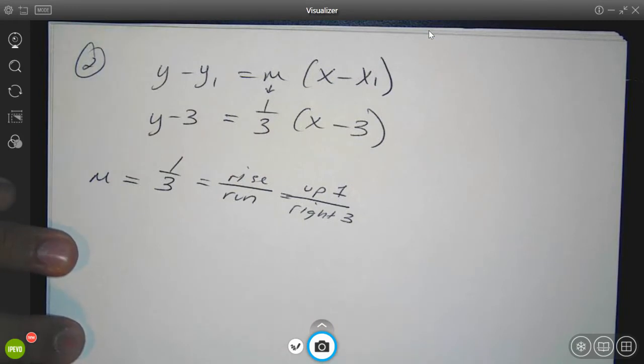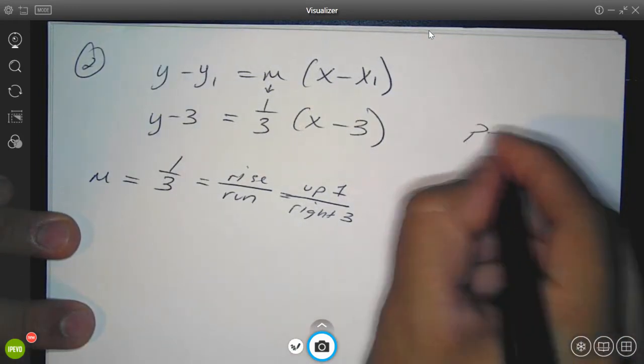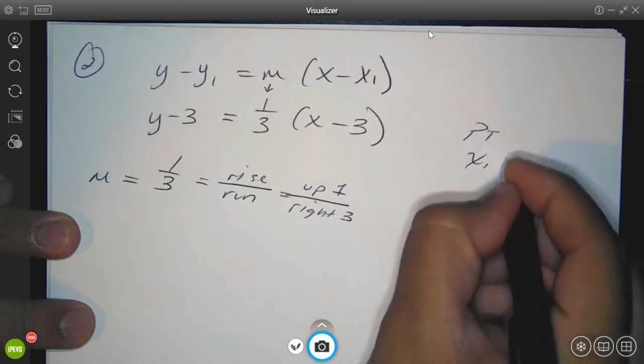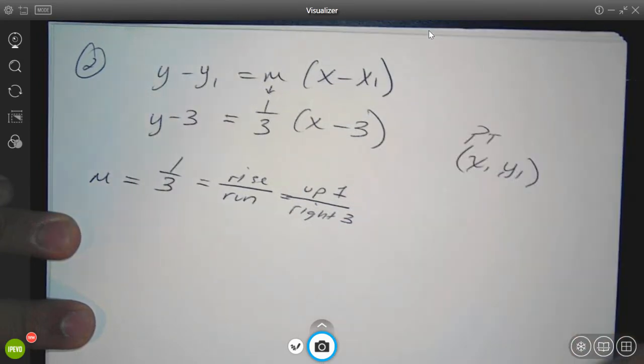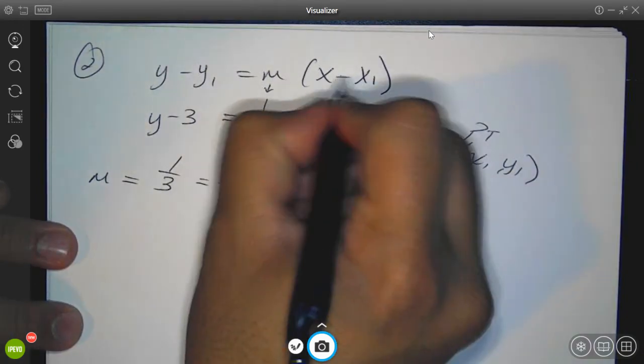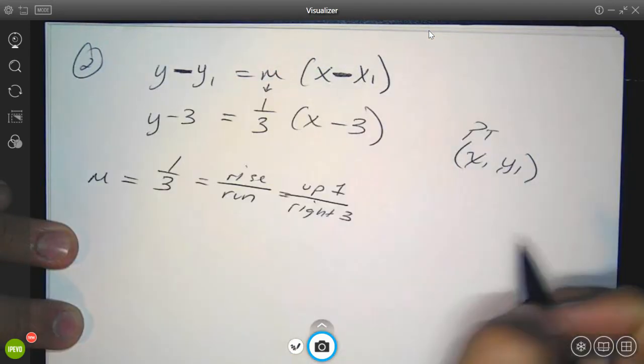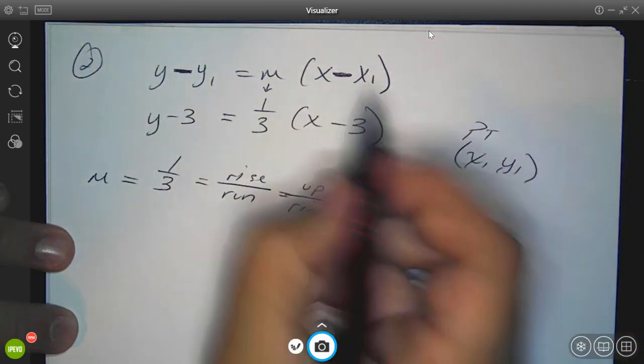Now we're going to go to our point portion, right? So again, our point, we're looking at the point x1, y1. Now again, I can't stress it enough. This minus sign is part of your equation. So do not bring it down.